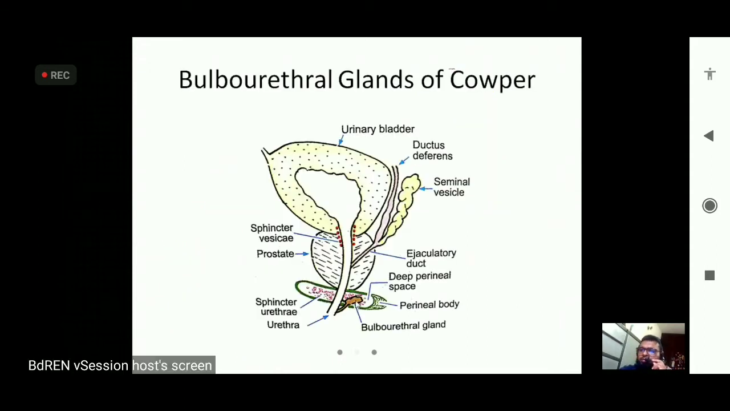Okay, but interestingly, you see the location of the bulbourethral gland. As I've told you, it is located within the deep perineal space. What is the deep perineal space? You'll not understand right at this moment. Just have an idea. This is the space which holds the urogenital diaphragm. Within that is the deep perineal space, and its duct opens into the spongy part of the urethra. So this is in short about the bulbourethral glands of Cowper.